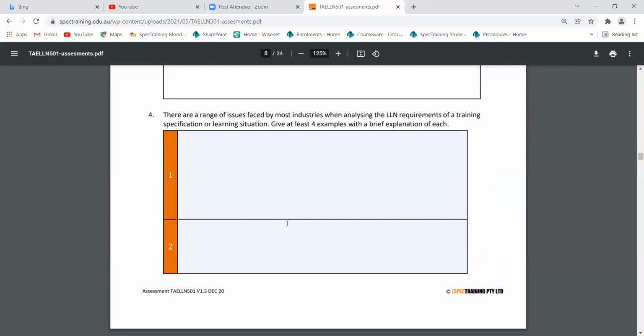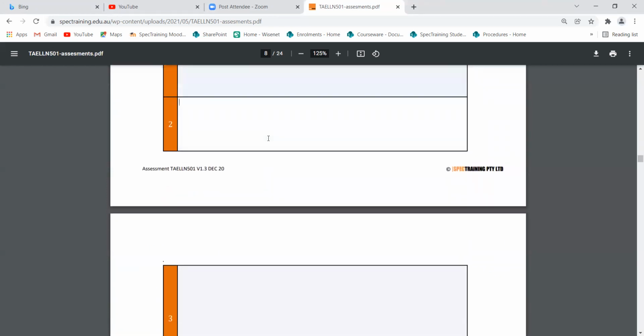Okay. So when I read this question, what immediately comes to mind is the expectations on the job. What level of learning, reading, writing, oral communication, and numeracy would be expected on the job site? Another one could be what would be the requirements across different industries.